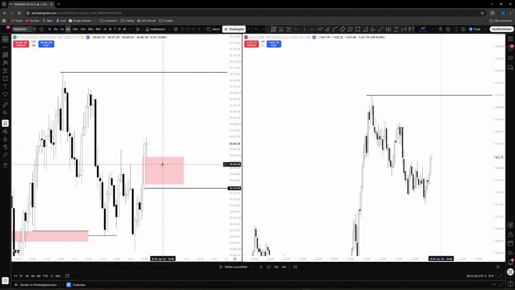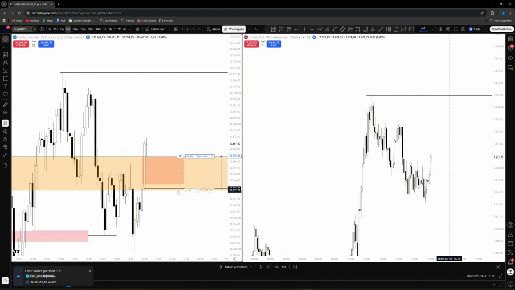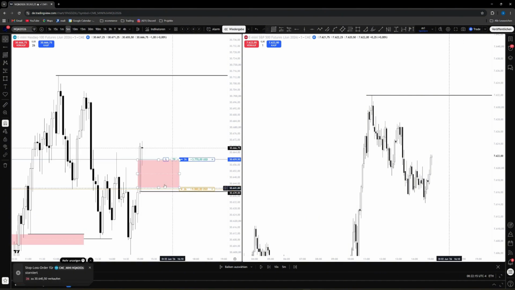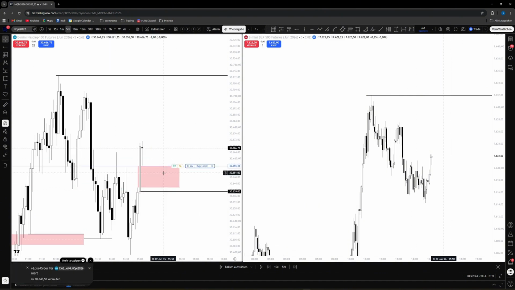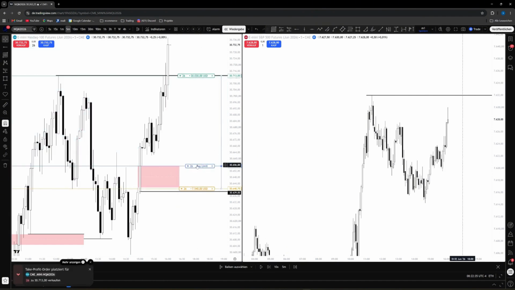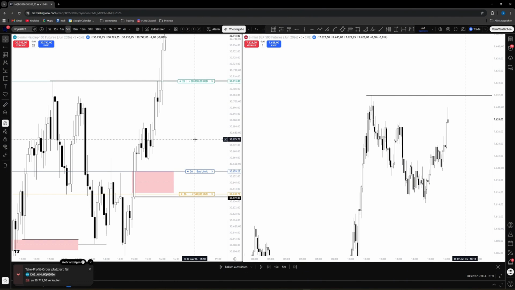And here we can simply place the limit order. Again, the stop goes either below the open or below the fair value gap. That should be the M5 is only here now. Let's place it here. So the limit order, stop below the M5, take profit at the top, and you can see here you wouldn't have been triggered.